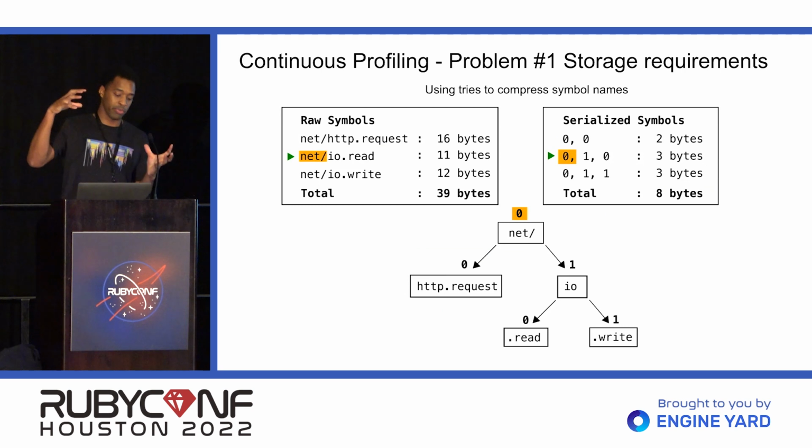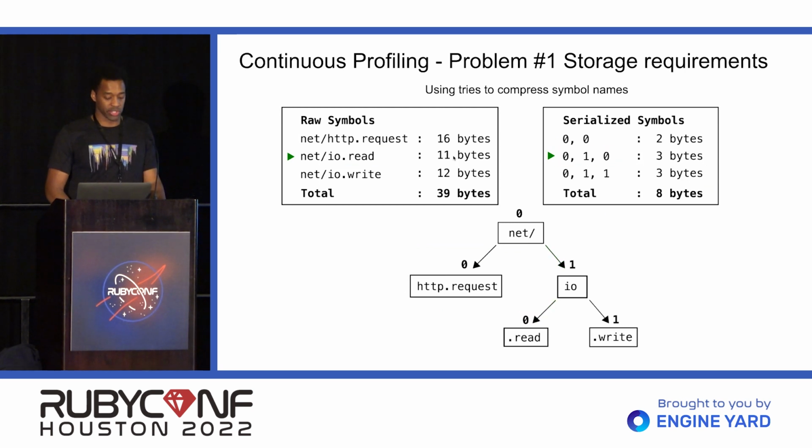And then going even further, the symbol names themselves can have a lot of repetition. And so by serializing the symbol names and storing a dictionary, you can turn net/http.request into just, in this case, 00, which is obviously much more efficient to store than these long strings for the symbol names. And this compresses things even further, giving room for that high cardinality data and data that you want to be able to query later.